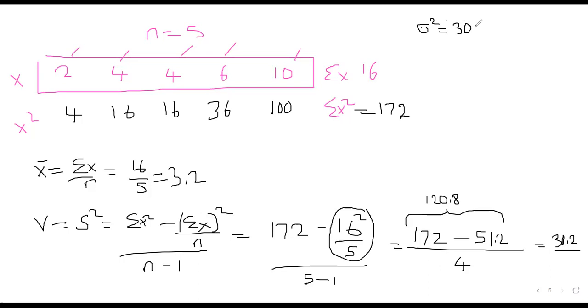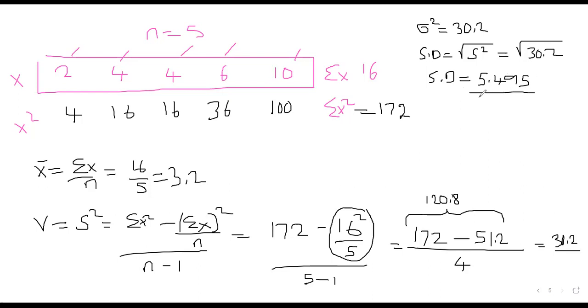When you square root it, you call it a standard deviation. So what is the square root of 30.2? 5.495. So 5.495. Are we together so far?